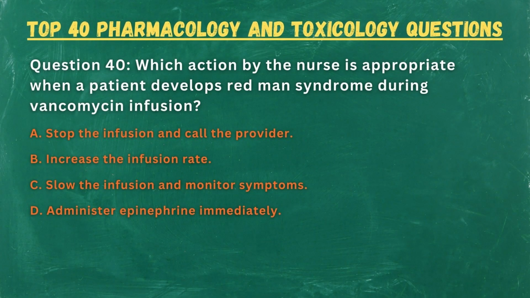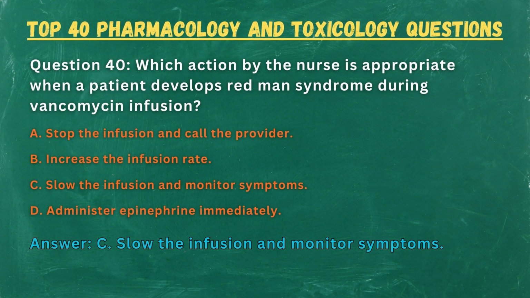Question 40. Which action by the nurse is appropriate when a patient develops red man syndrome during vancomycin infusion? A. Stop the infusion and call the provider. B. Increase the infusion rate. C. Slow the infusion and monitor symptoms. D. Administer epinephrine immediately. Answer: C. Slow the infusion and monitor symptoms.